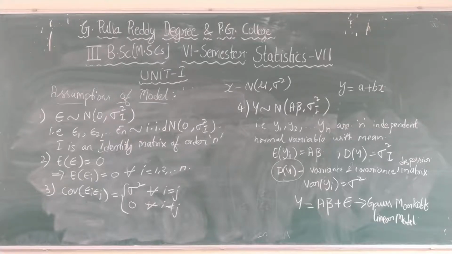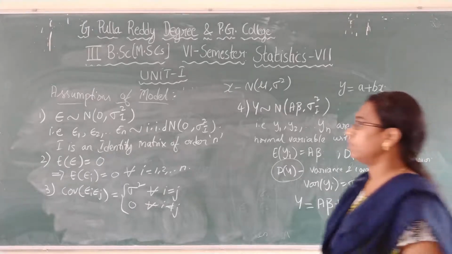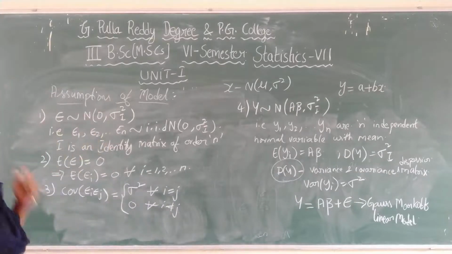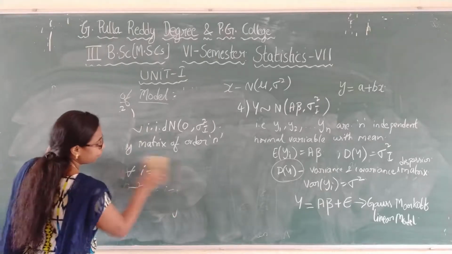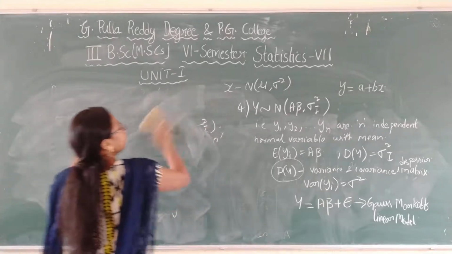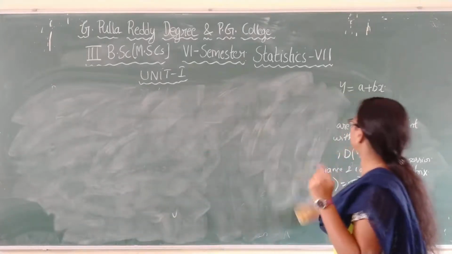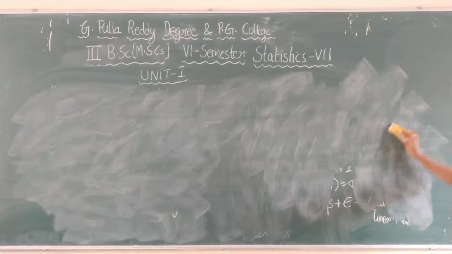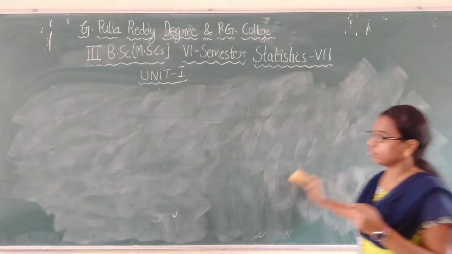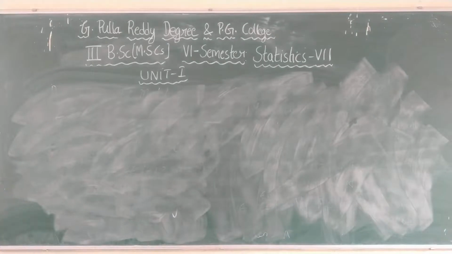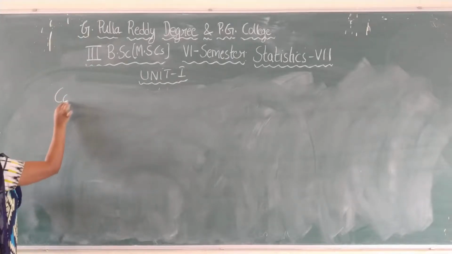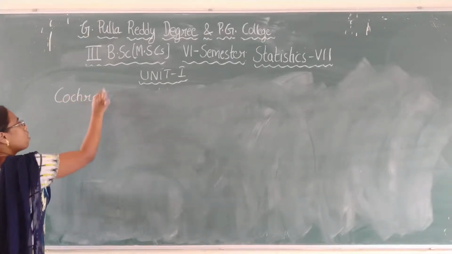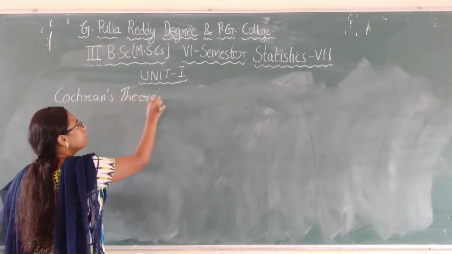Now we will study one more small theorem that is called Cochran's theorem. For this Cochran's theorem, we are going to have only the statement. There will be no proof for this. This Gauss-Markov linear model and Cochran's theorem are the short answers. So now Cochran's theorem. We have only a statement for this theorem.